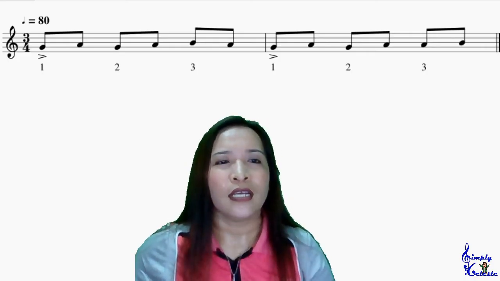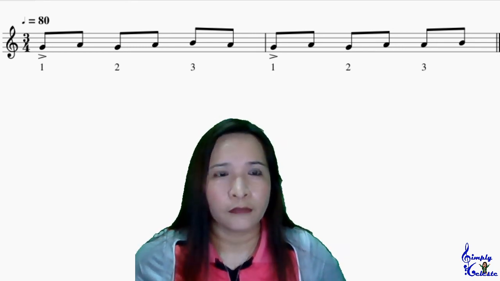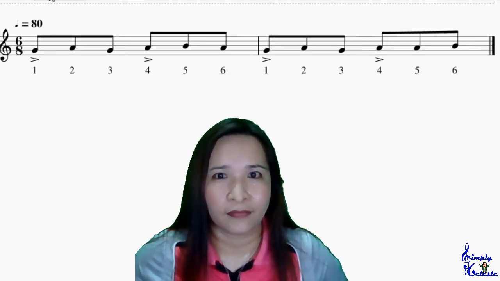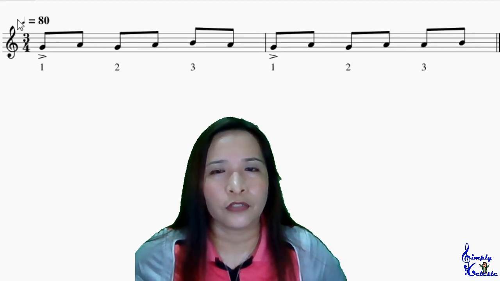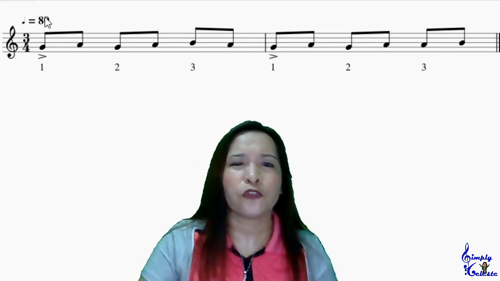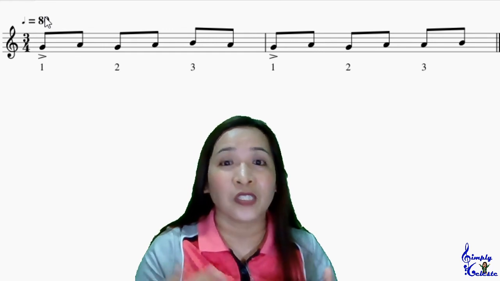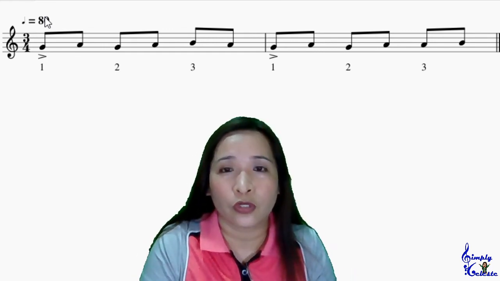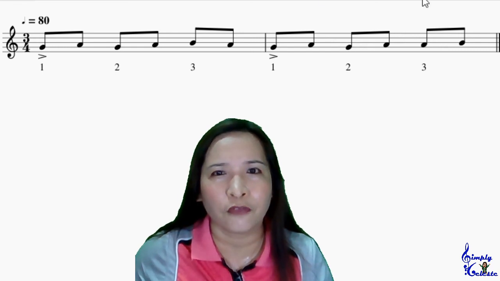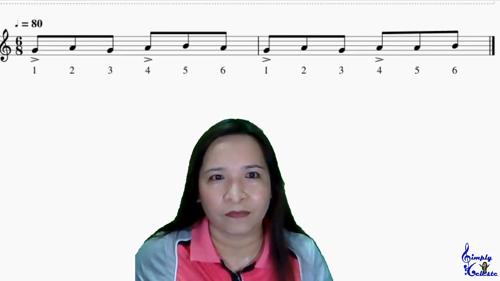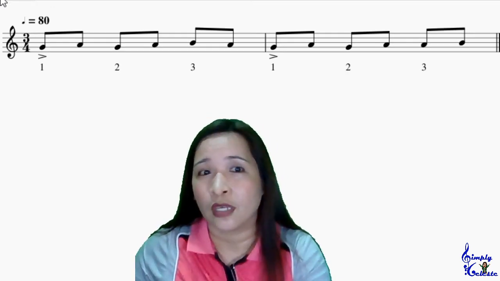Here is a rhythmic pattern for 3/4, and also here is one for the 6/8. If you can see there, they have the same tempo, 80 beats per minute. For the 3/4, 80 beats per minute. For us to really identify the difference, I intentionally placed the notes in the same positions. The only difference is the time signature. Please observe. And for the 6/8, still the same. I will play first how the notes are played.